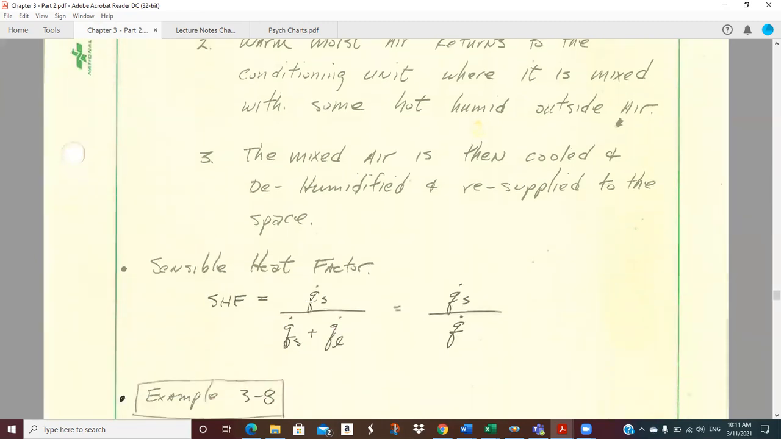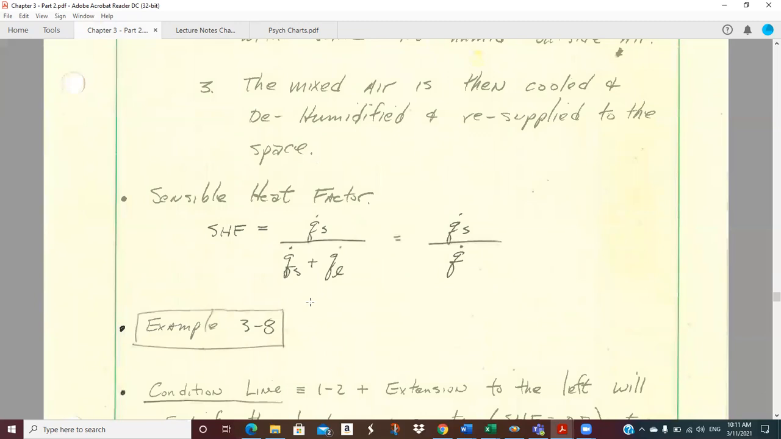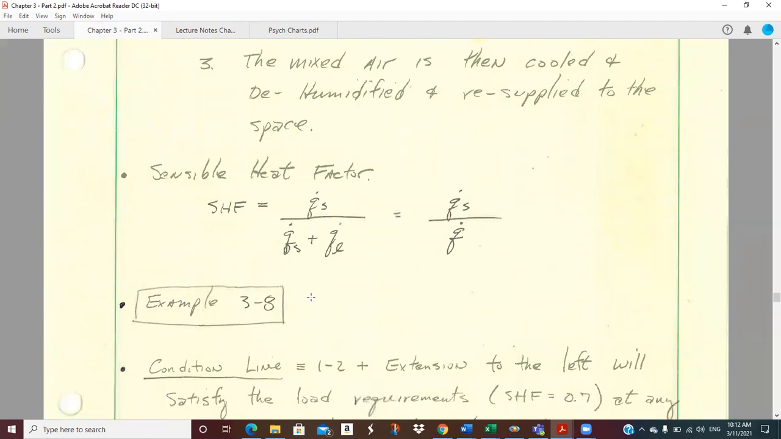And we have defined sensible heat factor thusly, and it says example 3.8, but I don't have example 3.8 scanned into the other file, so we're going to have to skip over that for now. We might go pick it up later.